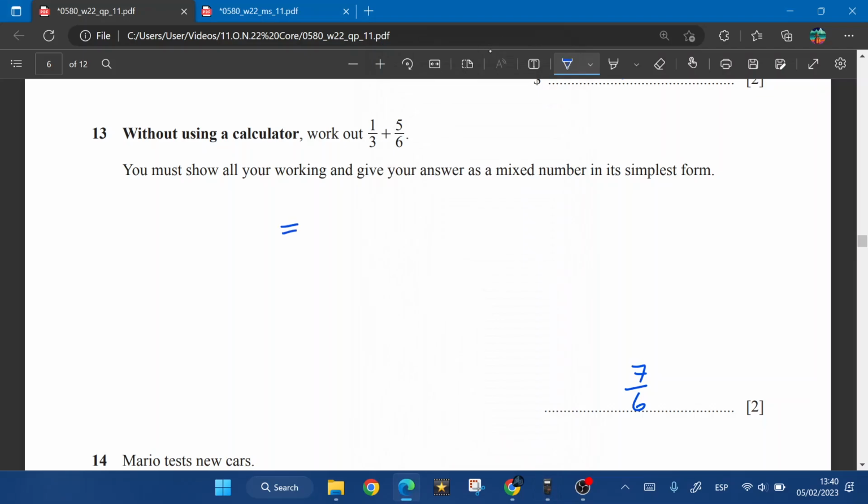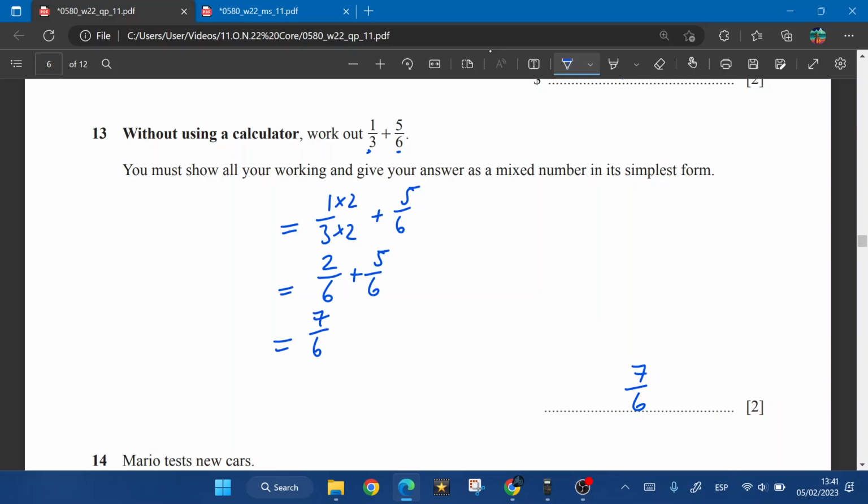Without a calculator, you need to get the denominators the same. So we'll take that first fraction and multiply the top and the bottom by 2. That will make it 2 over 6. So because the denominators are the same, we can add them together. 2 plus 5 is 7, and the denominators stay the same. So we got the answer.